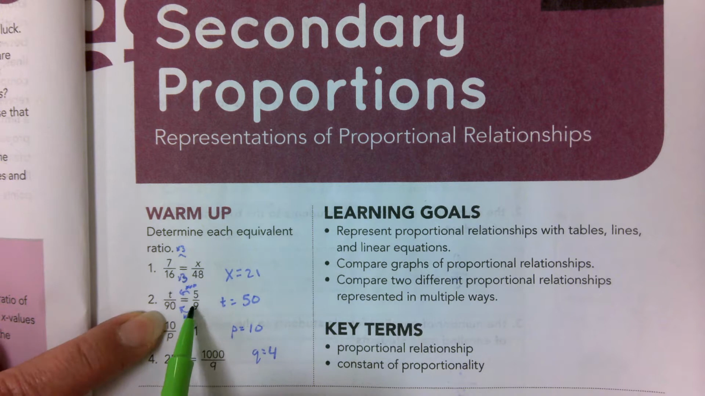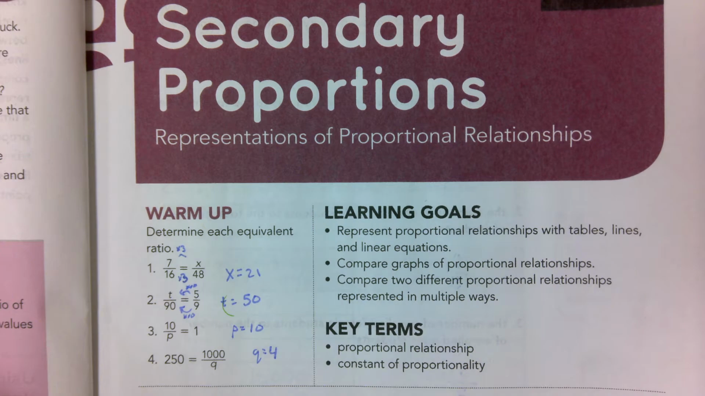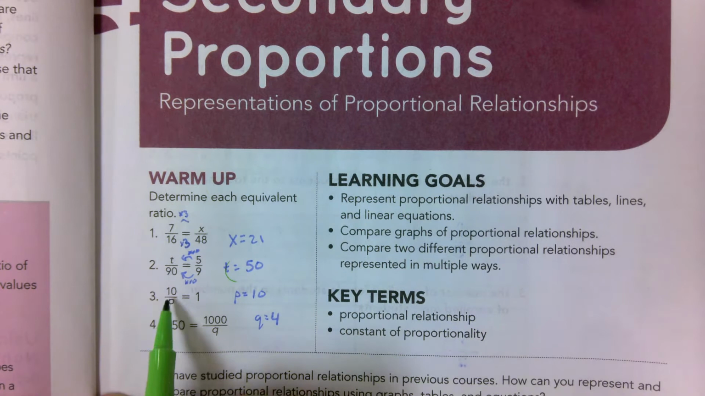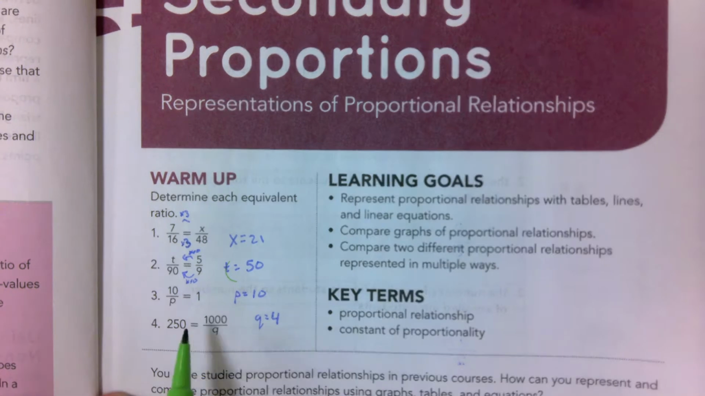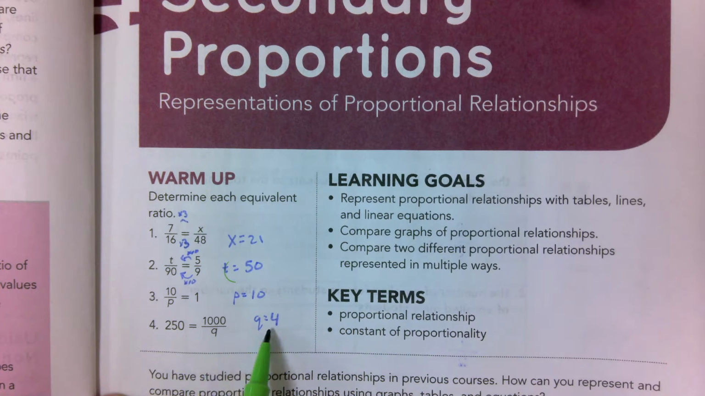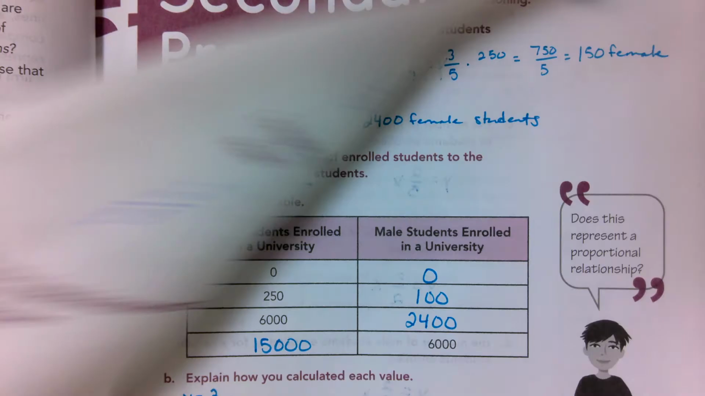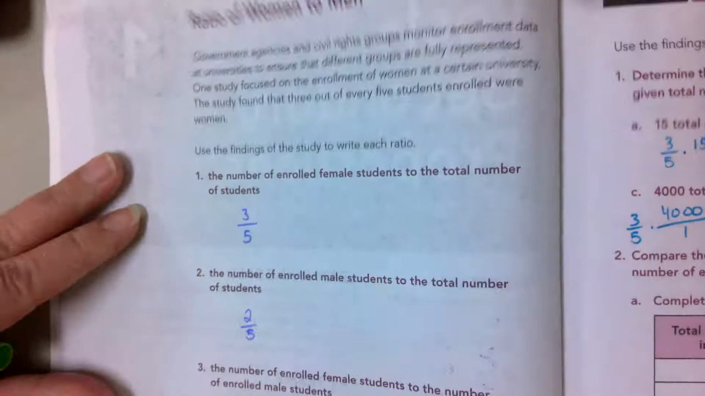And number 2, 9 times 10 gives me 90. So 5 times 10 gives me 50. That's T. Equals 1. Any number divided by itself is 1, so P is equal to 10. And then here, 1,000 divided by 4 is 250, so Q is 50. All right, I'm going to go over this real quick.